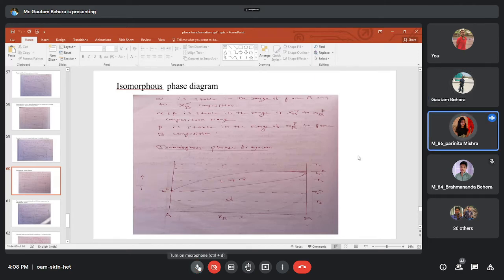So liquid will be below. Very good. Liquid will be below and alpha will be above. Why? Because at this temperature, liquid is a stable phase. So obviously the free energy of the liquid phase will be minimum at T1, but alpha will be maximum, right? Very good. Just have a look.